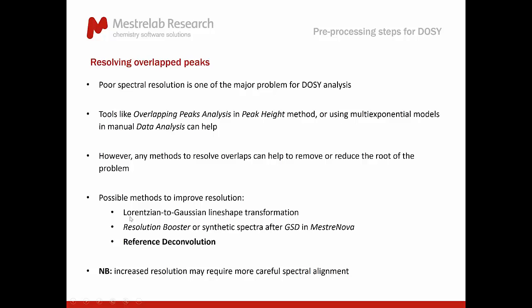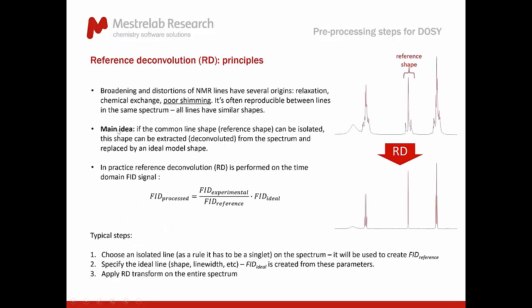One thing to remember: if you increase resolution, you probably have to do a spectral alignment as well, because your lines are sharper, and you have to be more precise picking the top of this line than for the broader lines. So what does reference deconvolution do?